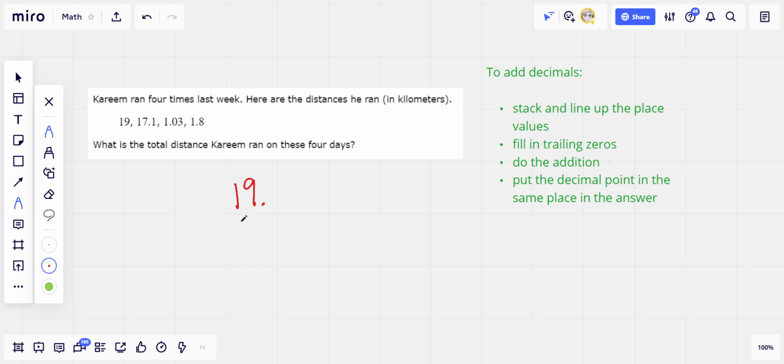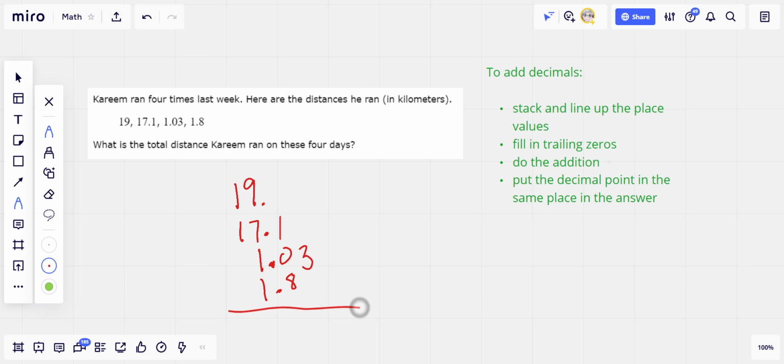Then we've got 17.1. We'll line up the decimal points so they're right above each other. Then we've got 1.03, so the 1 goes here and the 0.3 here. When you work on lining up the decimal points, you automatically get the place values in the right place. So this is the ones place all lined up, and that's what we want. And then we've got one more number, 1.8.